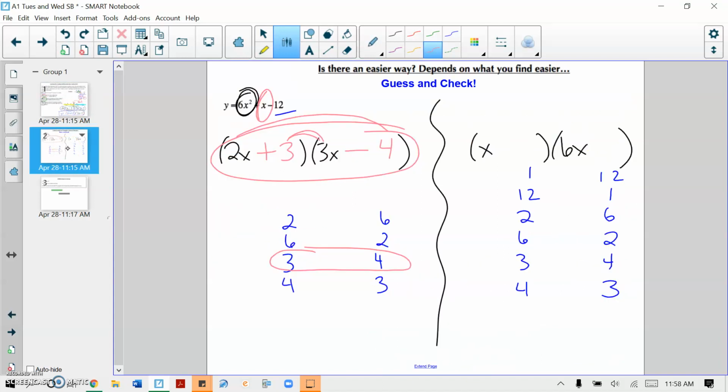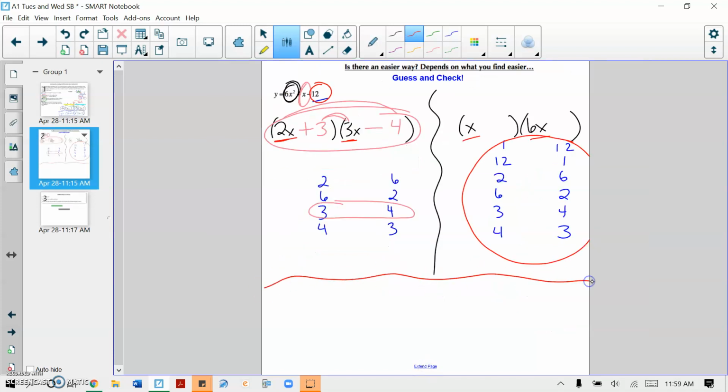Here's the downside: guess and check in this particular situation is not the fastest route because you have 2x and 3x or x and 6x. Plus, with it being a 12 at the end, look at all the different possibilities you can use to try to guess and check. An example of one that might be easy to guess and check, though, would be something like, I'm trying to make one up, so give me just a second. I need to write it off to the side. Hold tight.